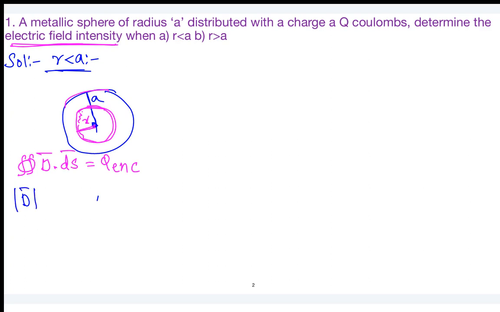4 pi r square. You should remember this is the surface area of the Gaussian surface. Whatever this closed line indicates represents the Gaussian surface. So the flux density D into 4 pi r square is equal to the amount of charge present inside a metal?